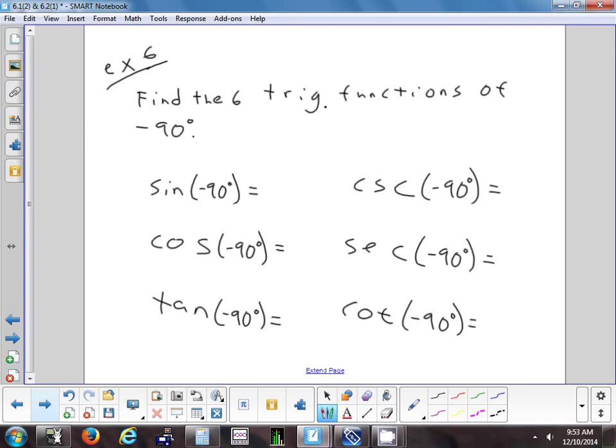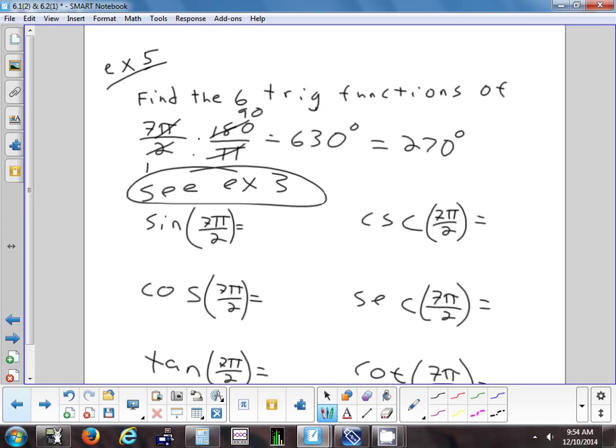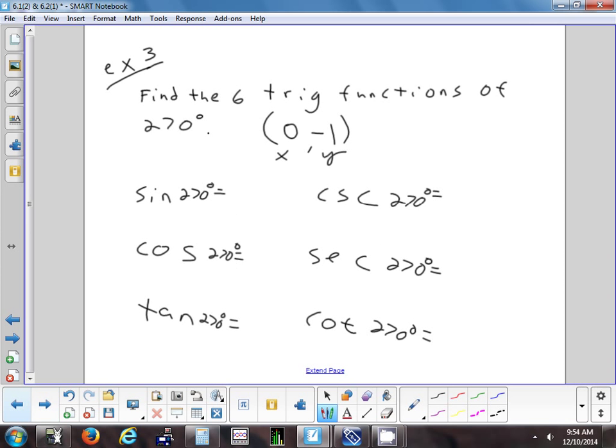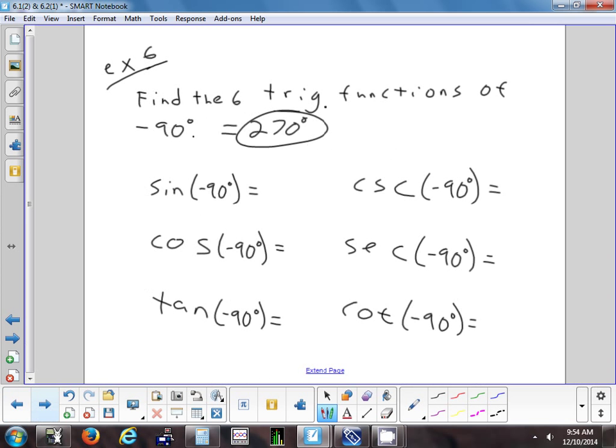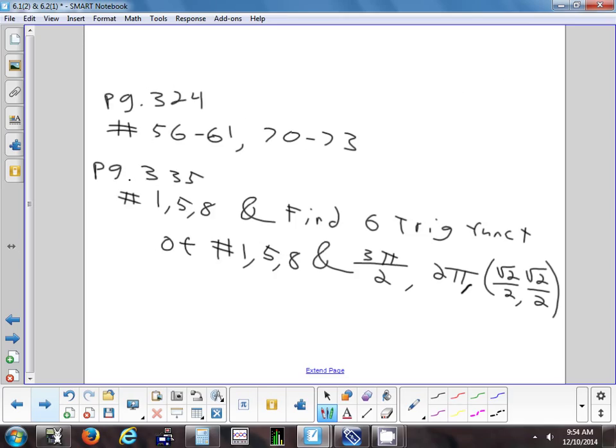And negative 90, again, what I would do, find an angle that's coterminal with it. This time I wouldn't subtract 360. What would I do? I'd add it. It's the same problem again. Negative 90 is the same as positive 270. So just look at example 3. So there's a lot of repeats with these kind of problems. Even though it looks different, it's really the same thing.